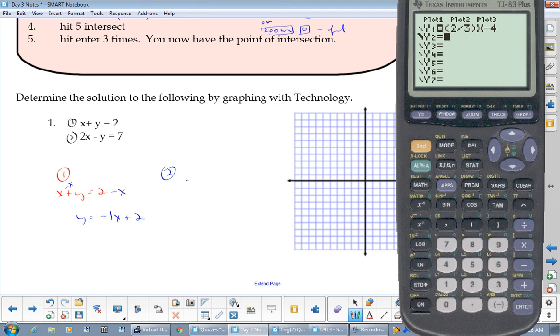Okay? The next one, 2x minus y equals 7. What do I want to do? So I'm going to subtract 2x, and I'm going to write this as negative y equals negative 2x plus 7. I can multiply by negative 1, or since this is negative 1 in front, I can do what I've always done and just divide by negative 1. So y equals 2x minus 7.